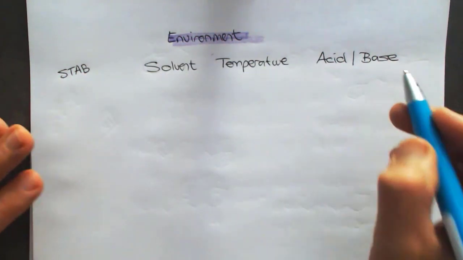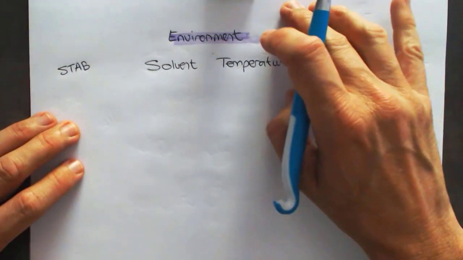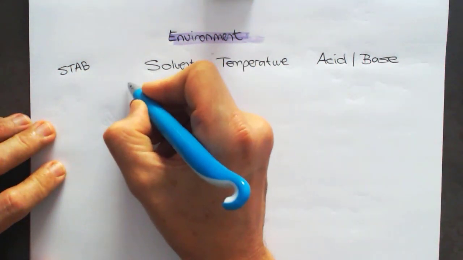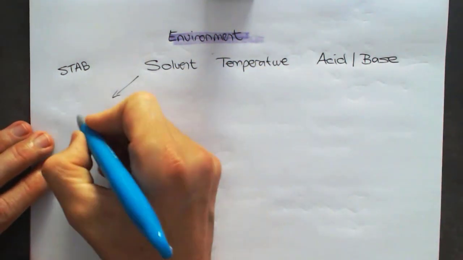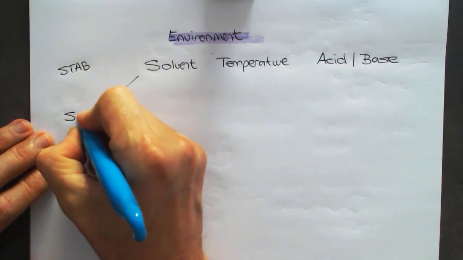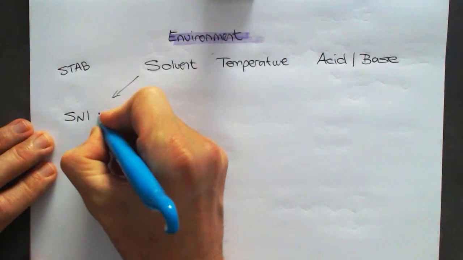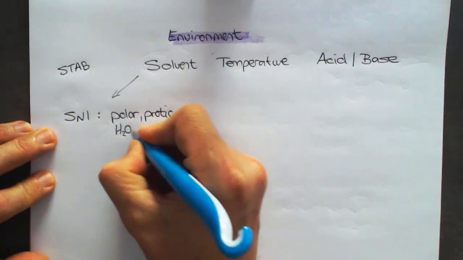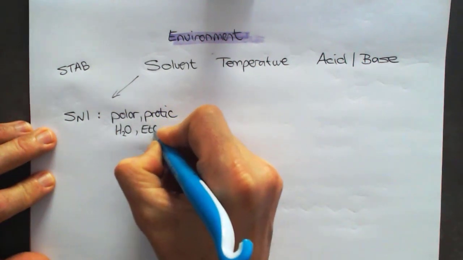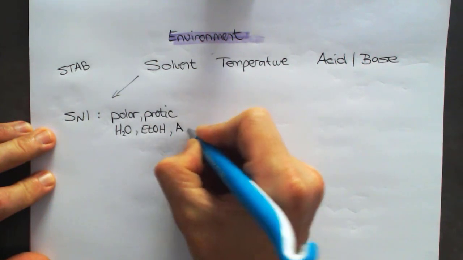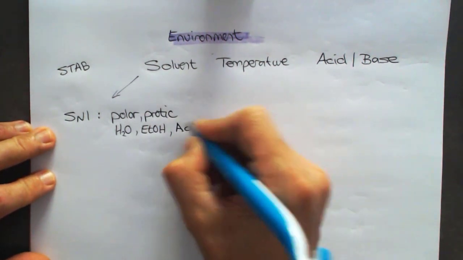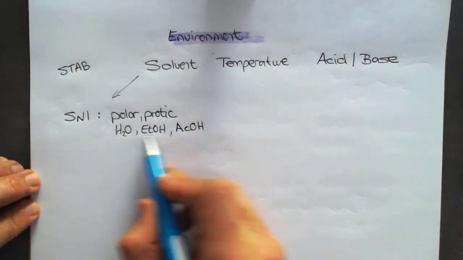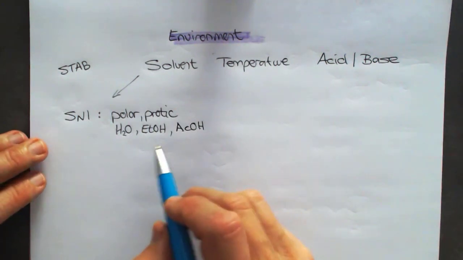If we look at all of these, they're really going to help us just decide whether we're dealing with an SN1 or an SN2 reaction. So how does this help us? Okay, so let's look at the solvent first. With solvents, SN1 reactions are typically in polar protic solvents. Examples of polar protic solvents are simply things like water, alcohols like ethanol, and another classic example is acetic acid. So if we're dealing in these types of solvents, then they are typically going to be SN1.